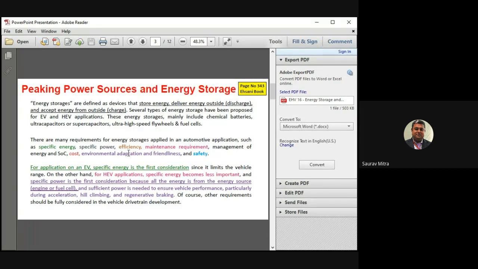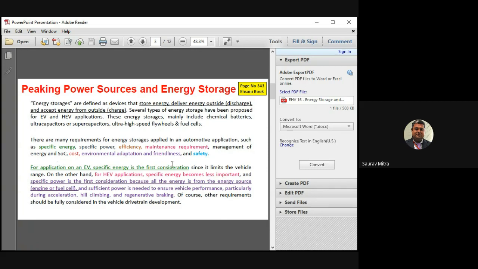Efficiency is output power by input power. Fourth one is maintenance requirement, management of energy, and SOC. SOC is state of charge. How to calculate state of charge in a battery at any point of time, that I will show you in a video today, and you have to understand that video. There is a numerical; I have just cropped that video, you will see today.